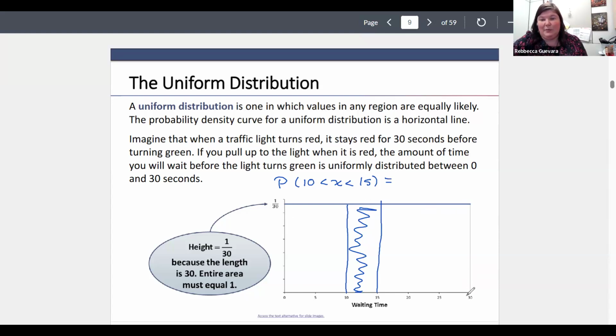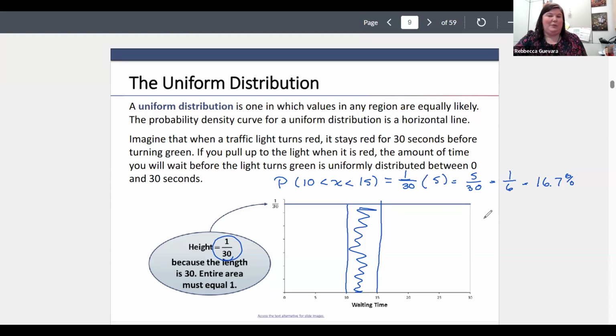So remember, this is all supposed to represent 1. And because you're waiting 30 seconds, that means the height of this distribution would actually be 1 over 30. So we have 1 over 30 for the height. The width from here to here is 5. So we get 5 over 30, or 1/6. So there is a 16.7% chance that I'd end up waiting somewhere between 10 and 15 seconds for this light to turn.